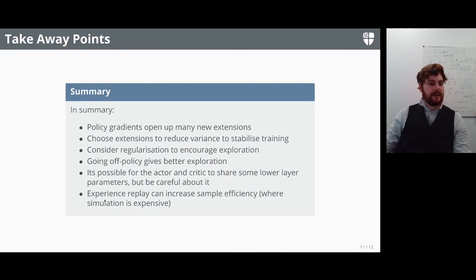And then finally, experience replay can increase the sample efficiency in cases where simulation is expensive. So in cases where it requires a lot of processing to work out what the environment is doing, or if you've got a robot where it takes a long time to physically take a particular step in the environment, then it's good to store all past experiences in some memory, and then just use those over and over again, which allows us to take lots of steps from the past experiences.